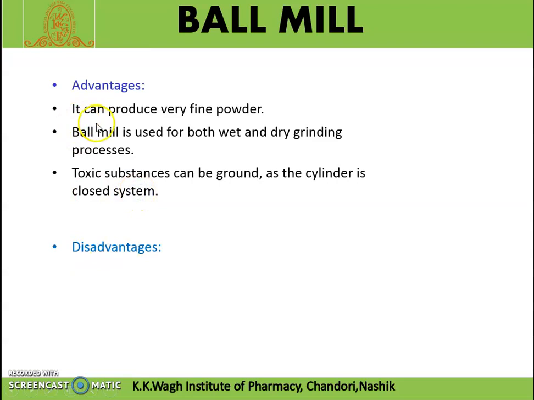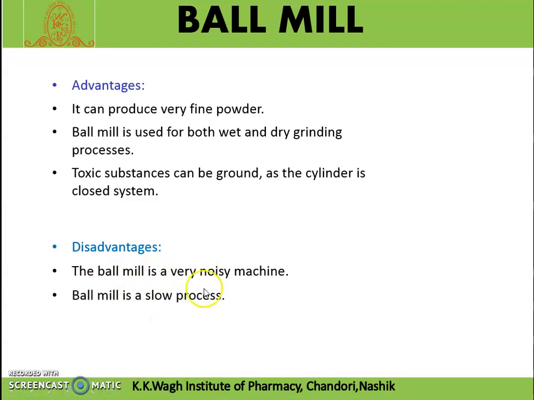Disadvantages: though the ball mill has a number of advantages, it also has some disadvantages. Among them, first, the ball mill is a very noisy machine, because of the balls and the process that happens inside. The ball mill is also a slow process. We maintain some pressure or some force, and that's why the ball mill is a slow process.